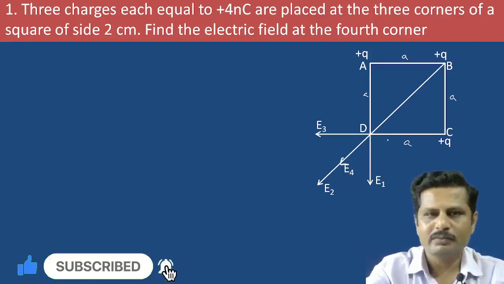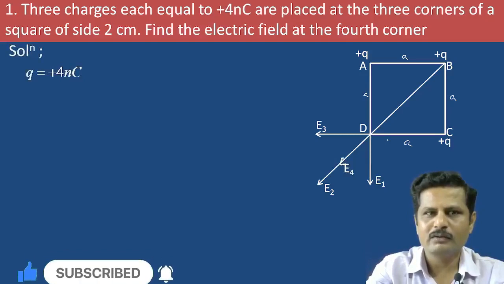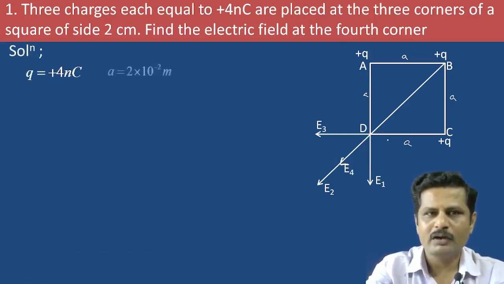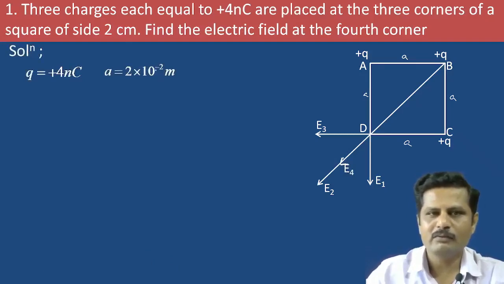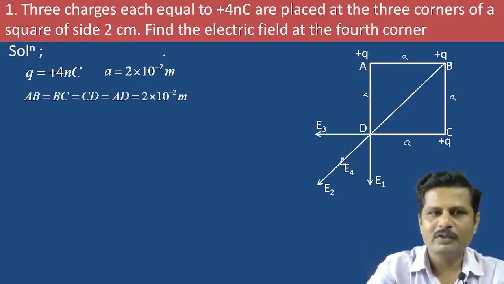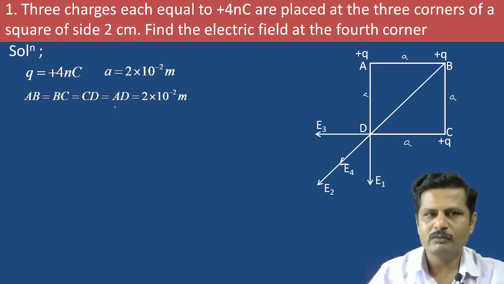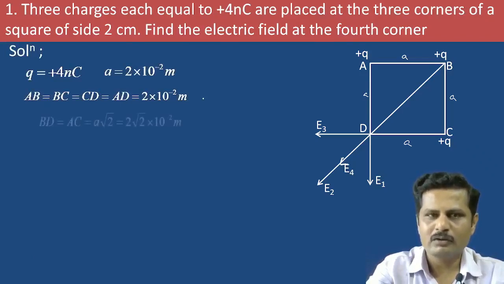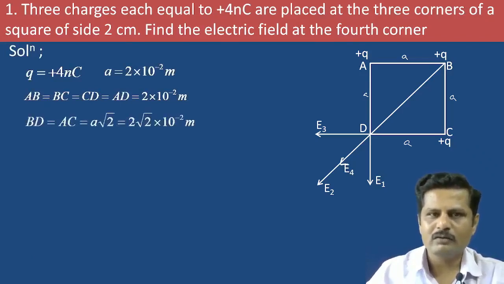Now let me focus on the given data first. Here we have the charge Q equal to 4 nanocoulomb, and the side a is 2 centimeter, which I write as 2 into 10 raised to minus 2 meter. We know that in a square all the sides are equal, so AB equals BC equals CD equals AD equals 2 into 10 raised to minus 2. And the diagonals are also equal; in a square the diagonal is a root 2.